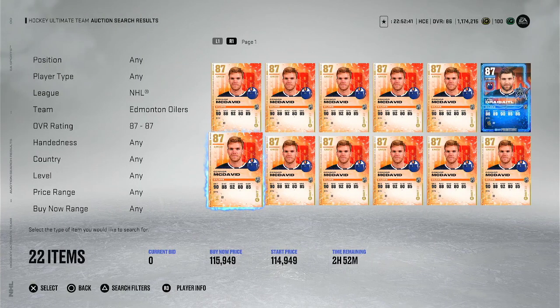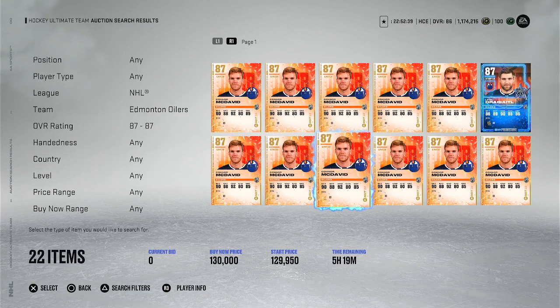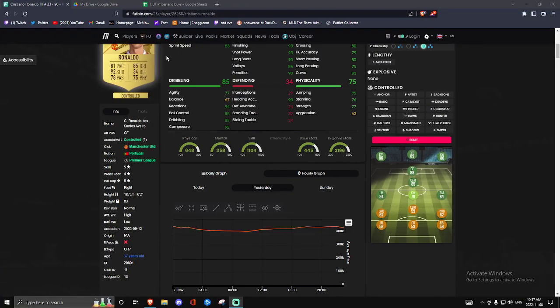So for Connor McDavid, there's no website like this for HUT. So for Connor McDavid, you're gonna want to take note of what his price is at different times in the day and different times in the week. And I'll show you again what that looks like.